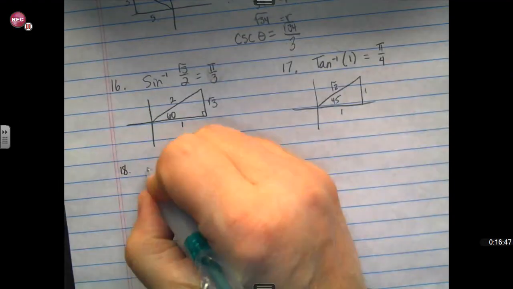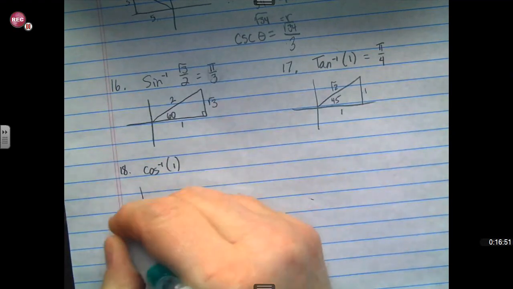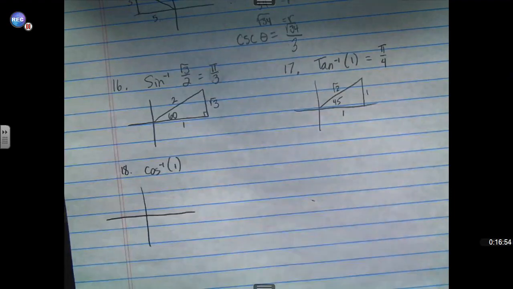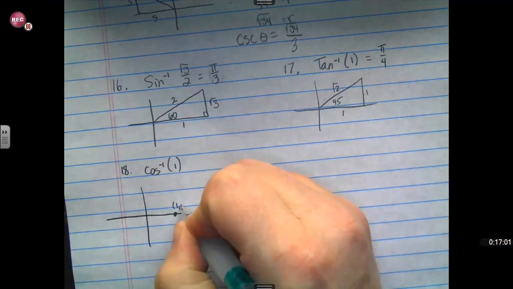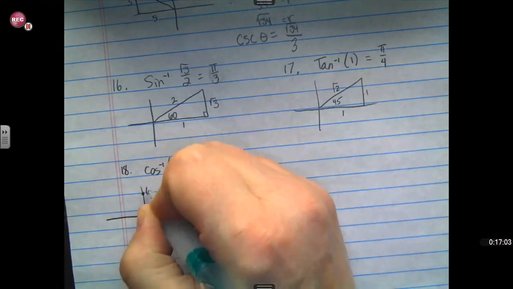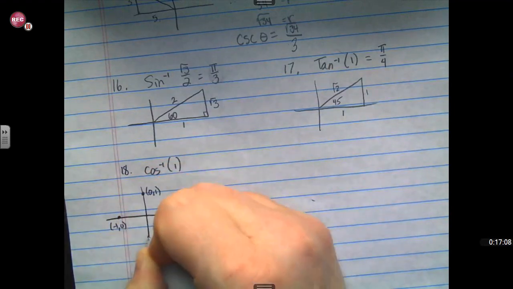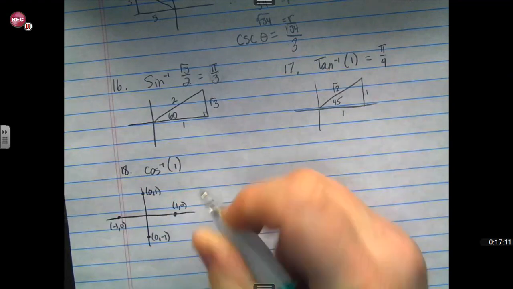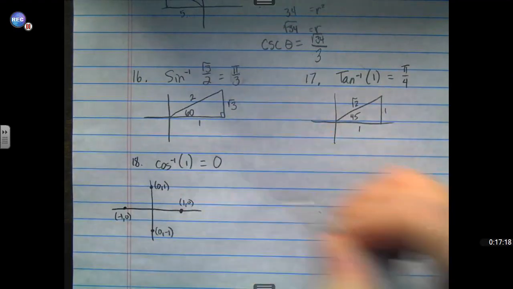18. The inverse cosine of 1. And again, when we're looking for cosine, sine, and it's 1, -1, or 0, we're on a quadrantal angle. So that's the point 1, 0. This is the point 0, 1, -1, 0, and 0, -1. And the cosine is the x value. So that answer is going to be 0.